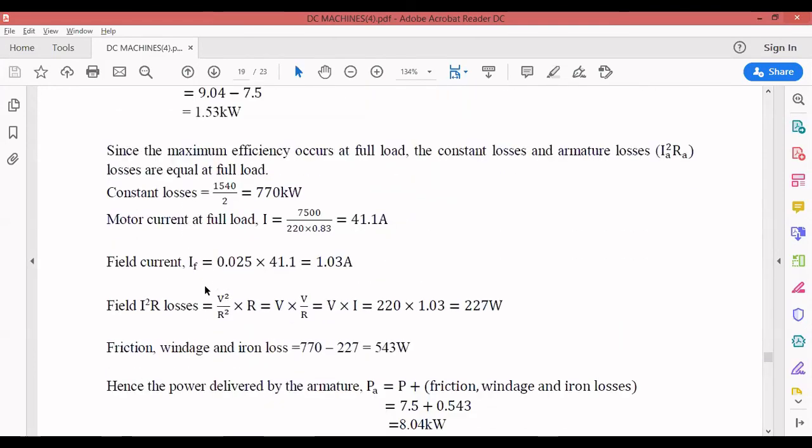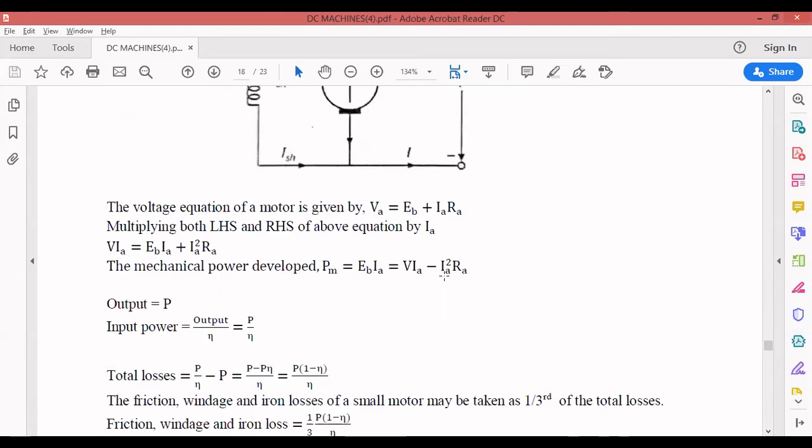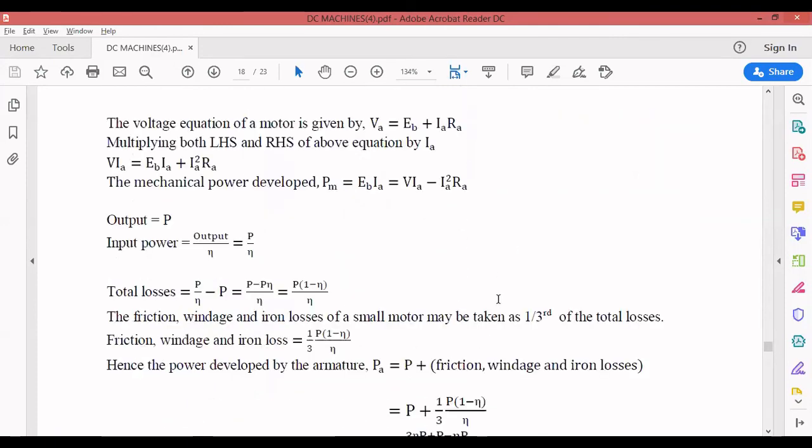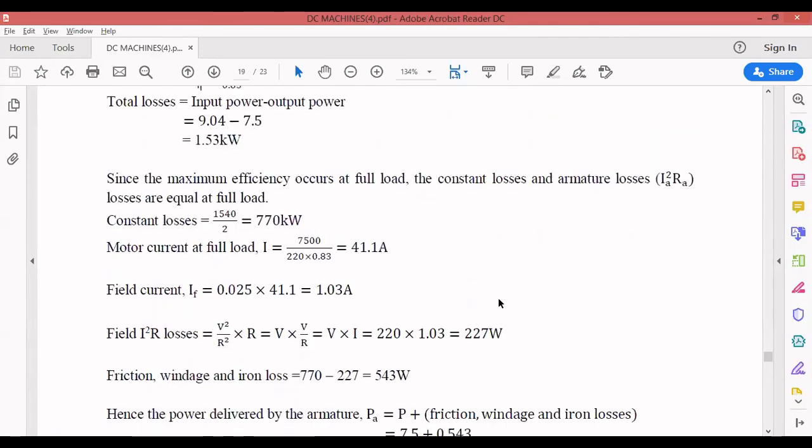Next, the field current IF is something, but what? It is 2.5% of your full load current. If you go back to the problem, the field current is 2.5% of rated current. You can take the field current IF as equal to 2.5% of your rated current. What is the rated current here? The rated current of the motor is 41.1. So what will be the field current? The field current will be 1.03.